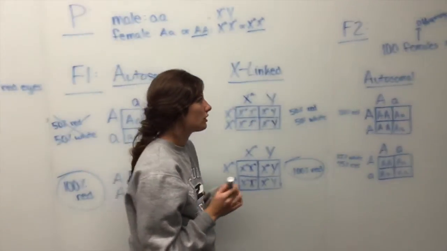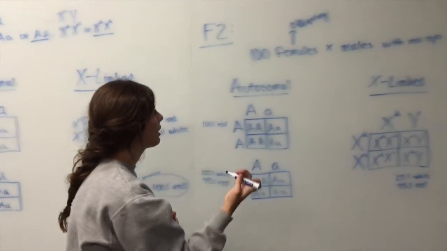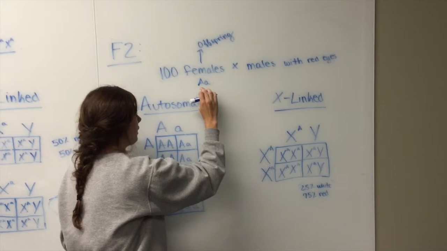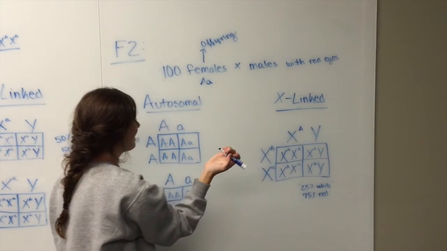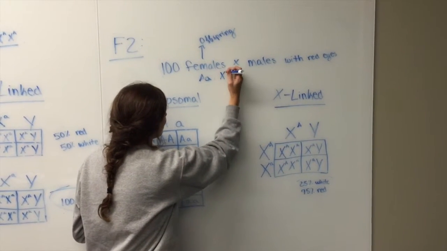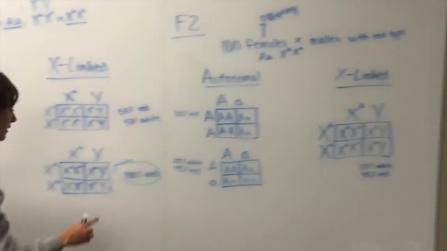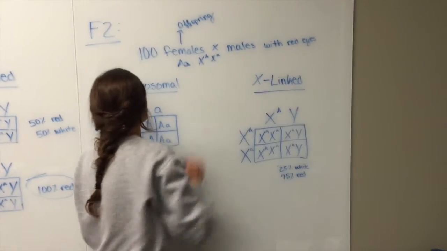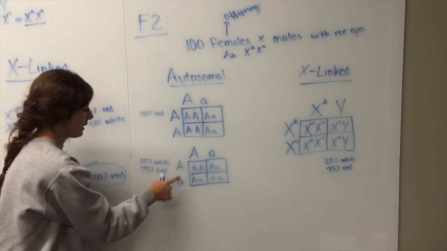So for the F2 generation, we took 100 females from the offspring. So we know that the genotype for the autosomal is big A little a, and for the X-linked, it is X big A X little a for all of the offspring. And we cross them with males with red eyes. So the males could either have a genotype of big A big A or big A little a.